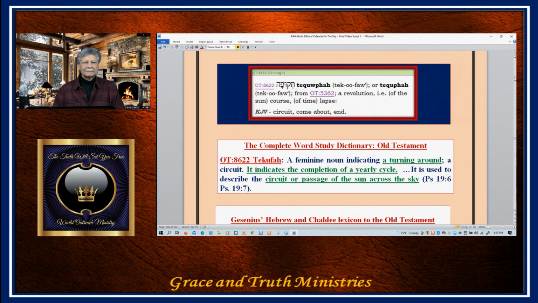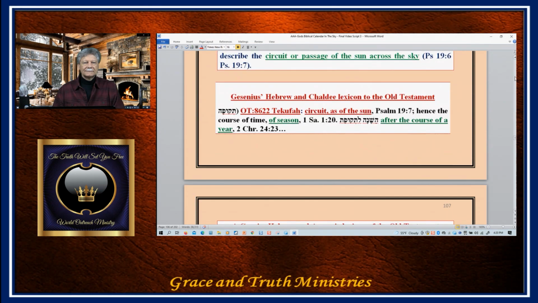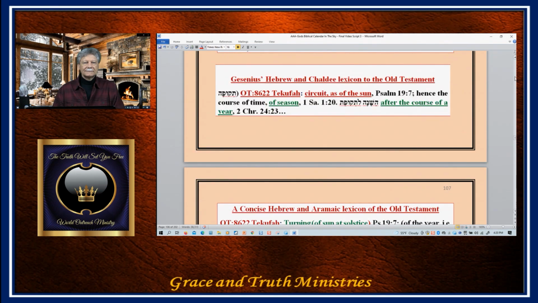It indicates the completion of a yearly cycle. That's another definition. It's used to describe the circuit or passage of the sun across the sky. And you can see the scriptures referred to there. Gesenius, his Hebrew and Chaldee lexicon to the Old Testament says, tikva, circuit as of the sun, hence the course of time of a season after the course of a year. So it involves seasons in a year, right?